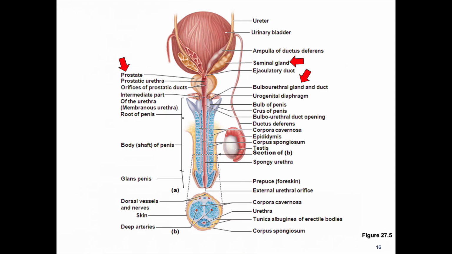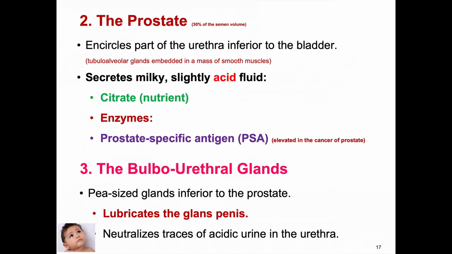Then the prostate encircles part of the urethra inferior to the bladder, and it secretes milky, slightly acidic fluid, citrate, and prostate specific antigen. If the PSA level is more in the blood, then it is showing that there is some hypertrophy or any cancerous condition. Okay, so the prostate specific antigen is checked, and if the level is more, then we may go for further investigations. Okay, then the bulbourethral gland is the Cowper's gland, which is a peanut shaped gland, lubricates the glans penis and neutralizes the acidic urine in the urethra.